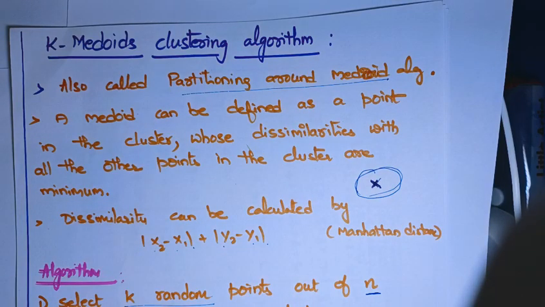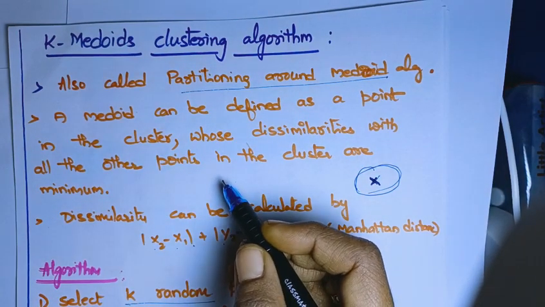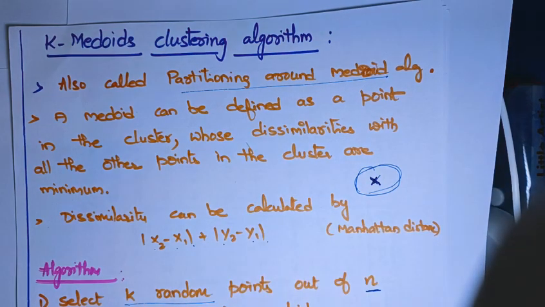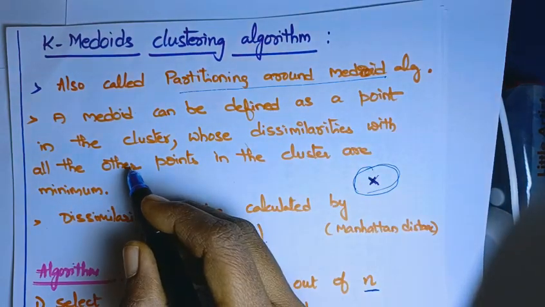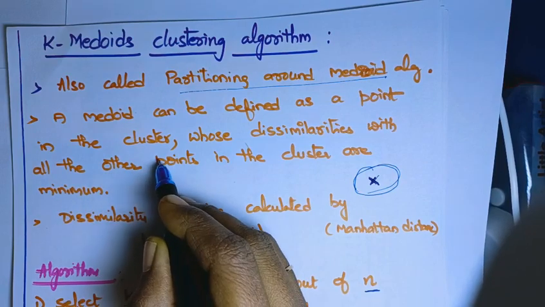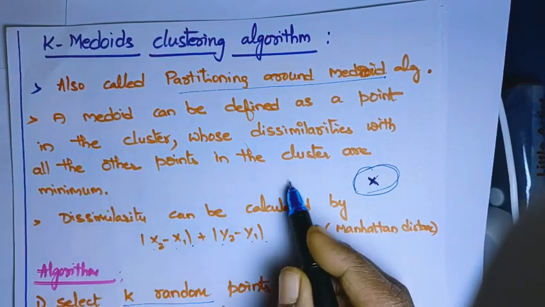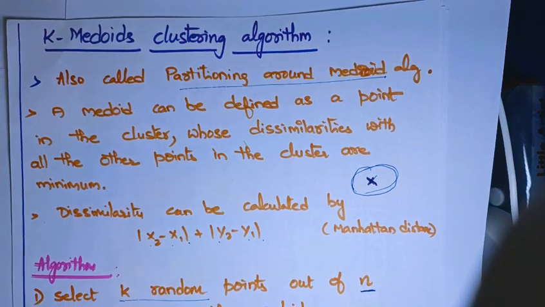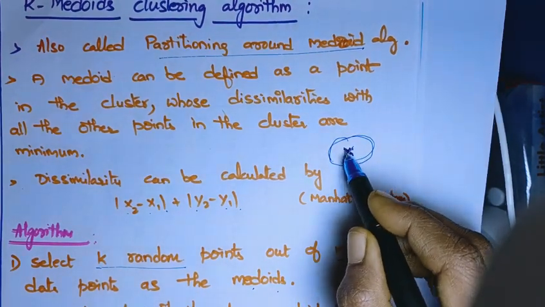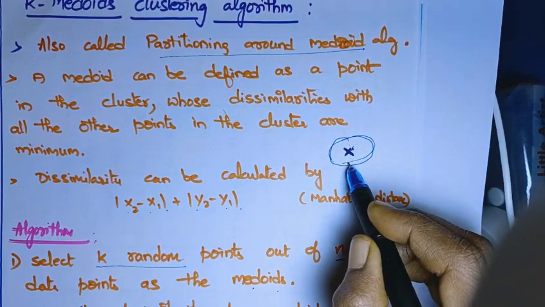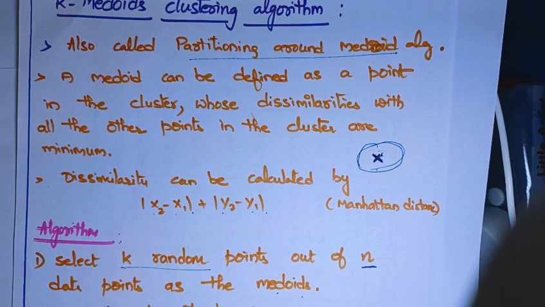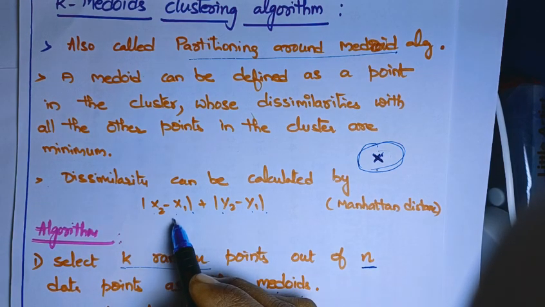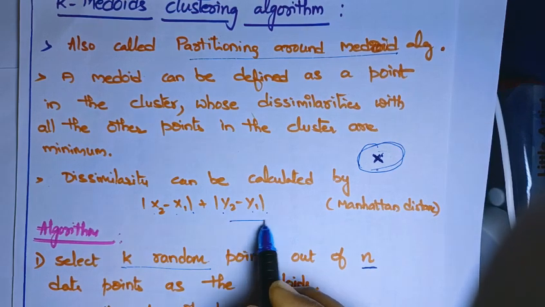Okay, we will see the k-medoids clustering algorithm. This is also one of the techniques used in clustering. It is also called the partitioning around medoid algorithm. A medoid can be defined as a point in the cluster whose dissimilarities with all other points in the cluster are minimum. So, in the cluster we use some medoid. From this medoid we calculate the dissimilarities with all other points in the cluster. How to calculate the dissimilarities? By using this formula: mod x2 minus x1 plus mod y2 minus y1.